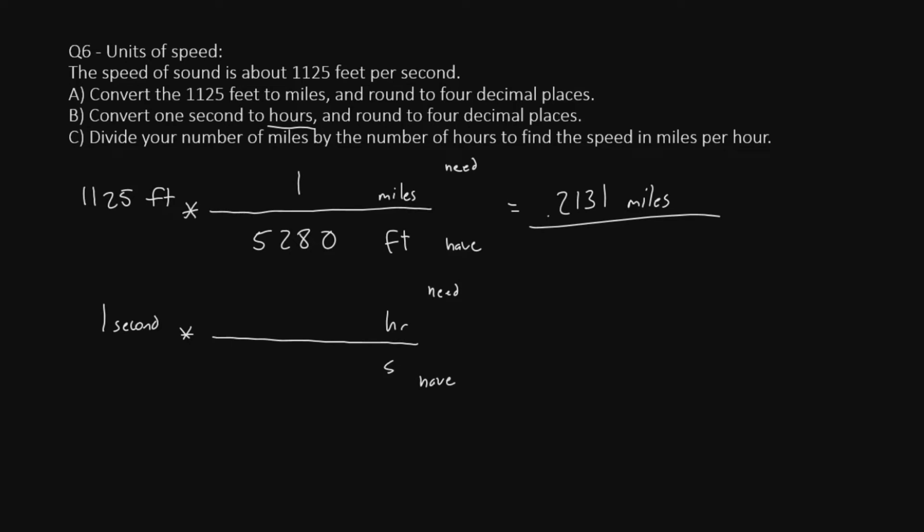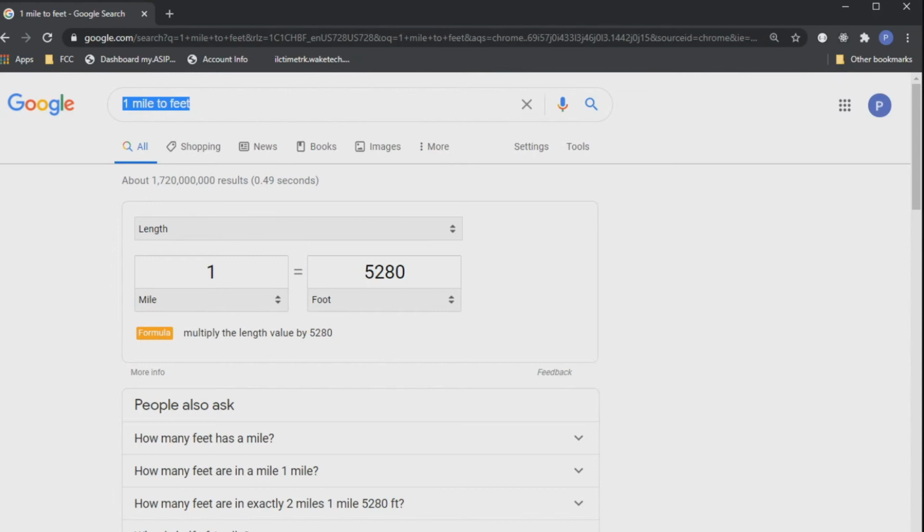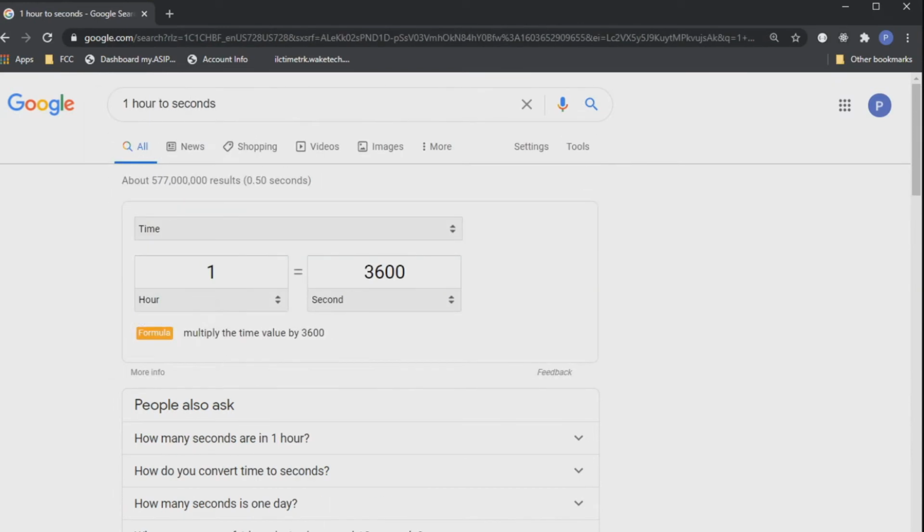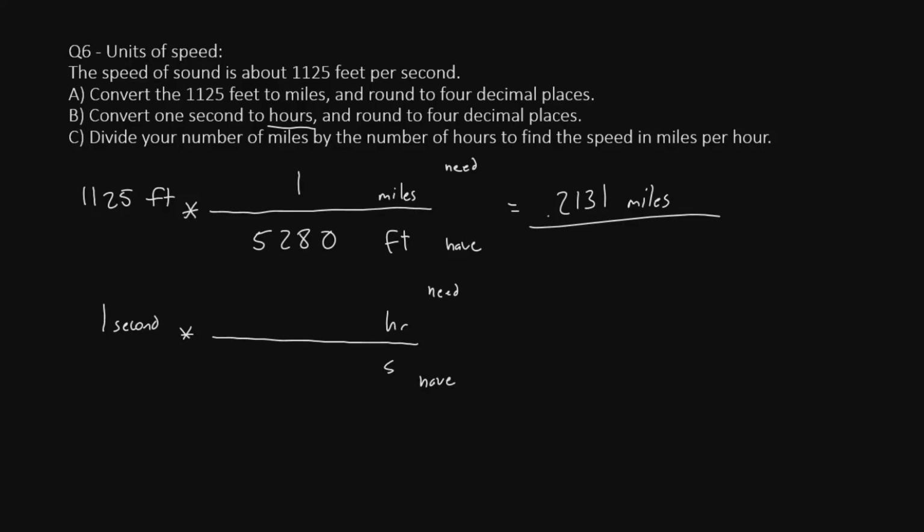Now we'll use our search engine to change from hours to seconds. We find that 1 hour is the same as 3,600 seconds. We'll place 1 next to hours and 3,600 next to seconds. Again, we'll use Excel to do the math for us.